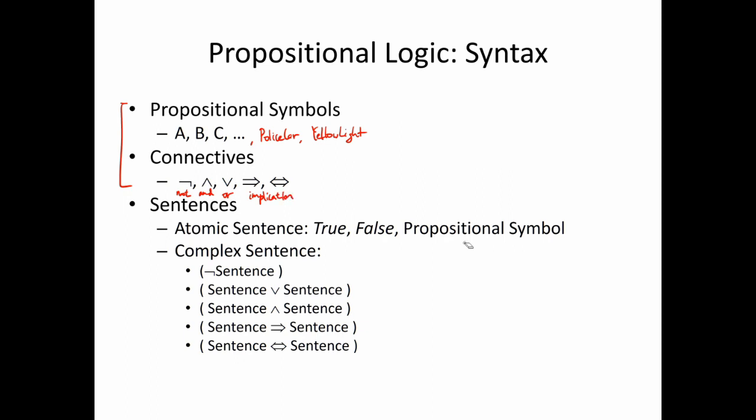Using these components, you can write sentences. A sentence is the smallest unit that can hold knowledge. In the simplest case, you have atomic sentences like true. So true is a sentence, false is a sentence, and then you could just have a symbol that's a sentence. And then you can have more complex sentences by using connectives and these atomic sentences.